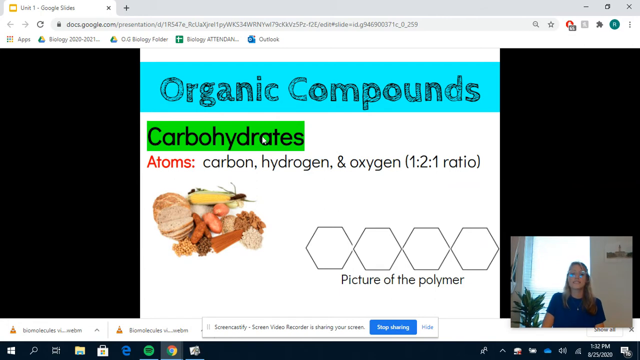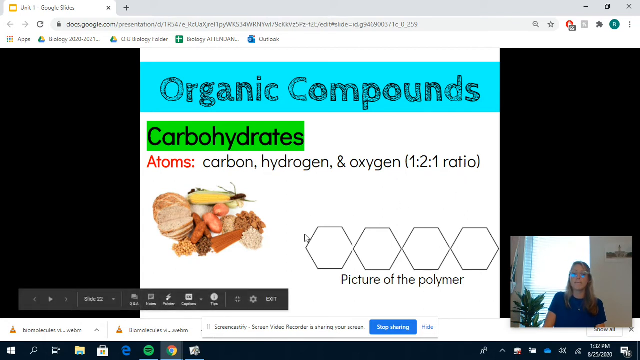All right, we discussed this in the last video about the different atoms that belong in carbohydrates: carbon, hydrogen, and oxygen, in a 1:2:1 ratio. Down here, you see a picture of the polymer or carbohydrate or polysaccharide. They all mean the same thing. If we were to look at one of these six-sided rings, this would represent one monomer or one monosaccharide.